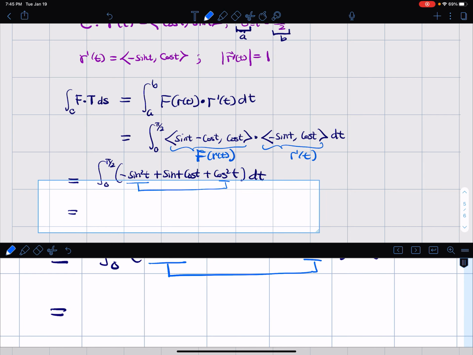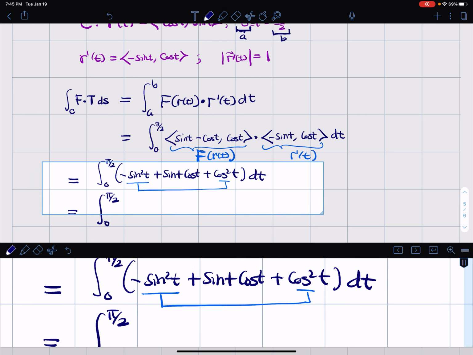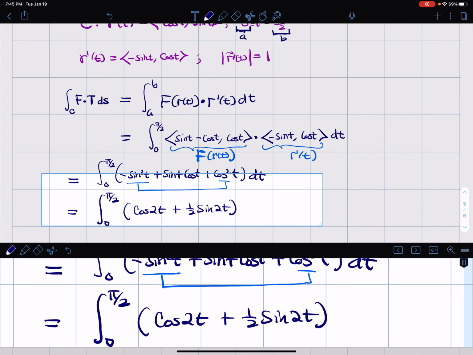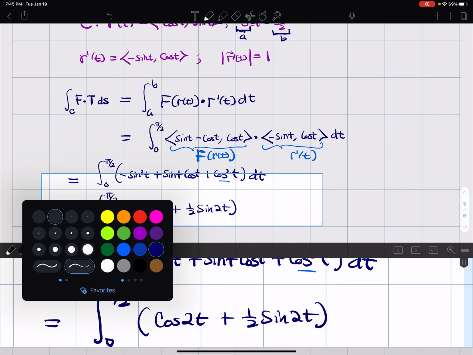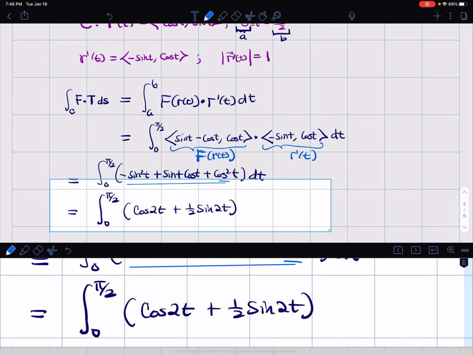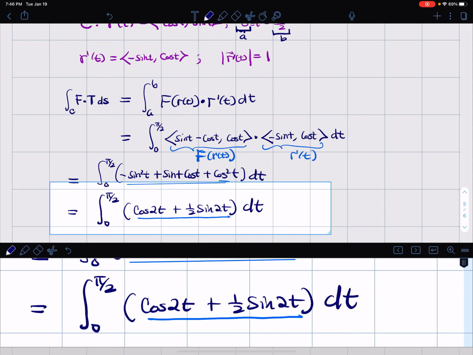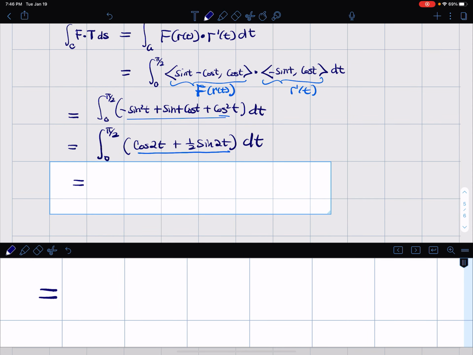All right, I'm going to tell you what I have. I want you to simplify the inside, or the integrand. If you simplify it, you're going to end up with cosine 2t plus 1/2 sine 2t. So how do you go from this to this? That's the question you need to ask yourself. And after doing this integration, I got 1/2.